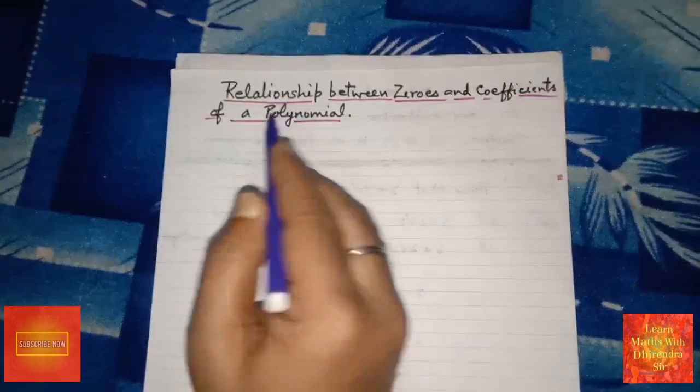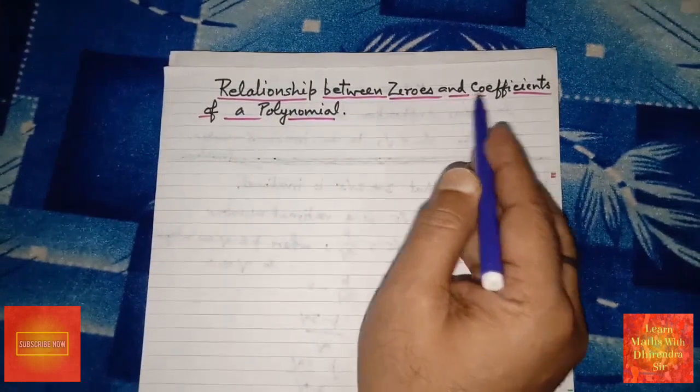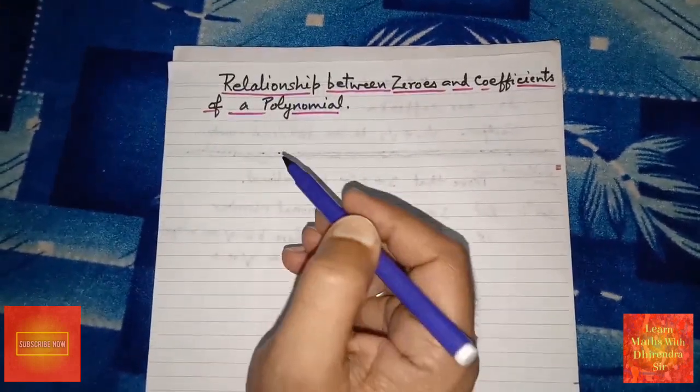Hello student. In my previous video, we had discussed the geometrical meaning of the zeros of a polynomial. Now we are going to discuss the relationship between zeros and coefficients of a polynomial. Now, let's begin.